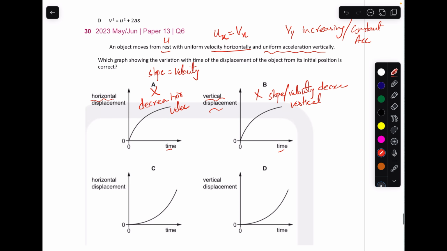And in C, horizontal velocity is again increasing, right? That is also not the case. And in this one, vertical velocity is increasing. Vertical velocity increases. Okay, that is the case, right? Because this was the condition given to us.